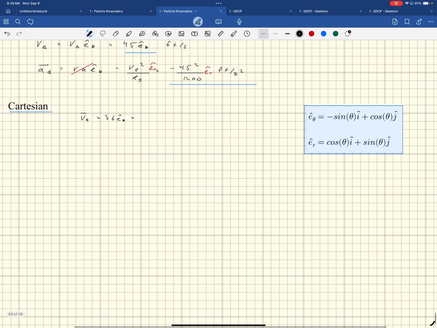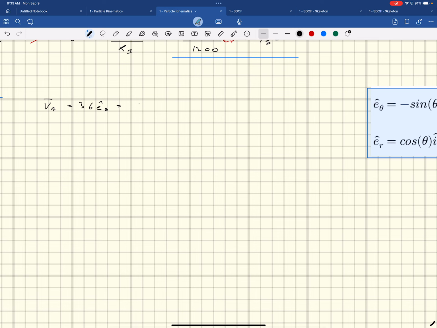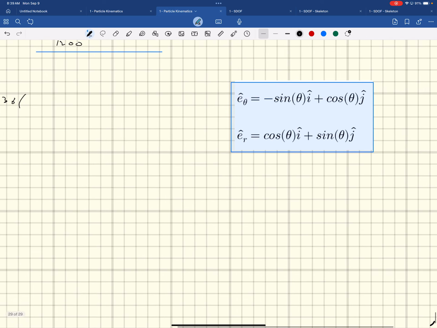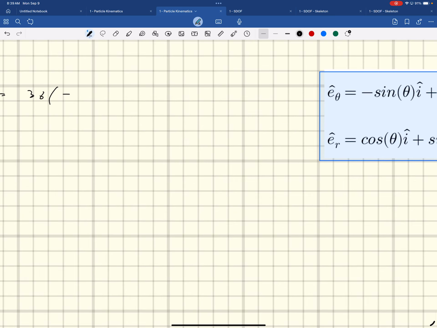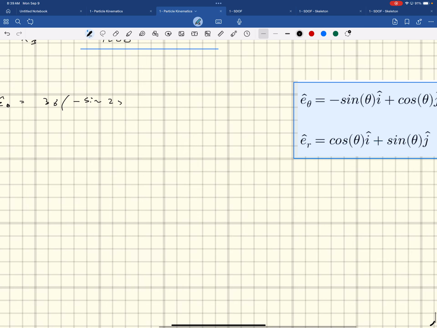So at this point, this could be equal to 36, and instead of e theta, I'm going to write this guy right here. Negative sine, and the angle that we have is 25. If you look up above, that angle is 25. So negative sine 25 in the i plus cosine 25 in the j.